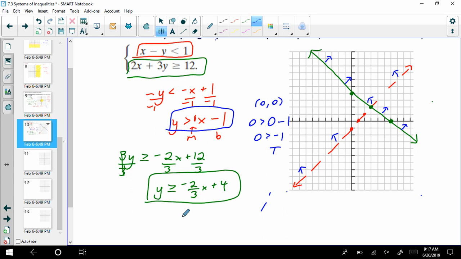If I did a test point of 0, 0 just to confirm my shading, I'd get 0 is greater than 4. That is false. So that's why I'm shading away from 0, 0.